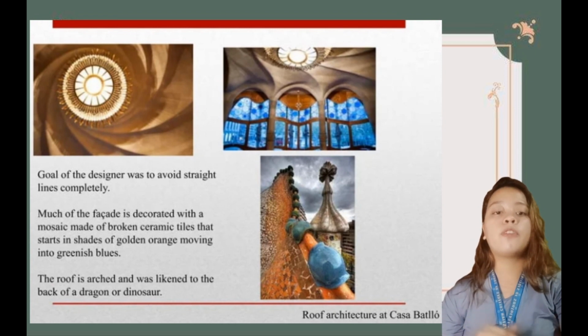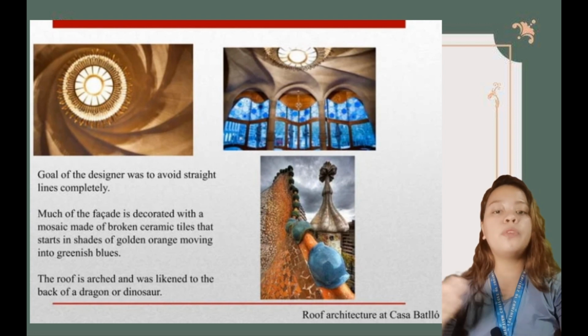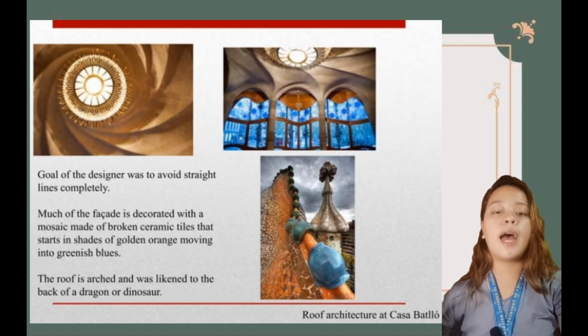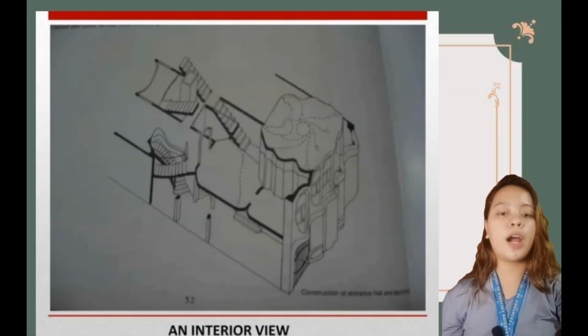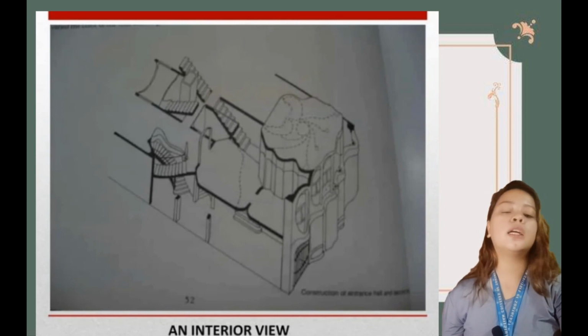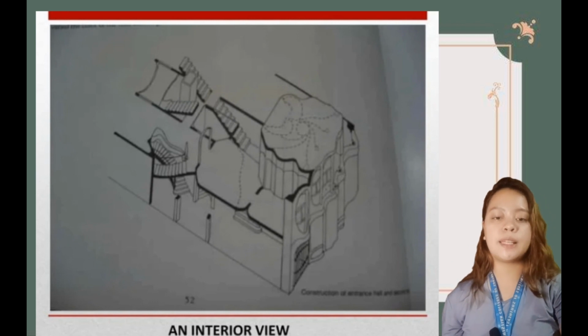Much of the facade is decorated with a mosaic made of broken ceramic tiles that starts in shades of golden orange, moving into greenish blues. The roof is arched and was likened to the back of a dragon or dinosaur. Roof architecture of Casa Batlló. So this is an interior view of Casa Batlló.